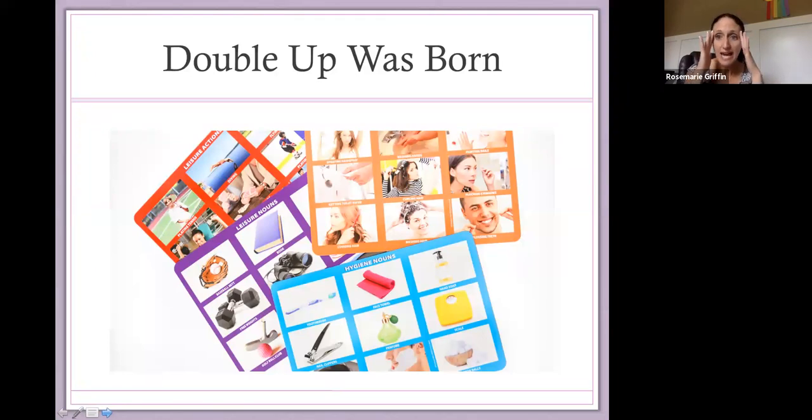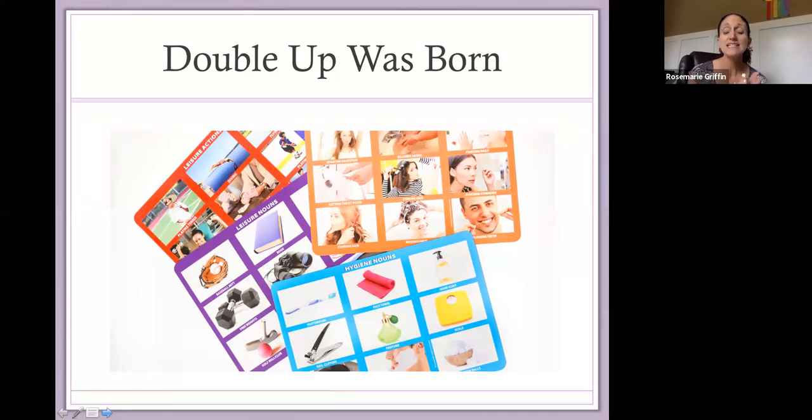And so I had this idea for Double Up. So this is the product that is a leisure and vocabulary activity. And it's for students in grades 5 and above. You could use this for adults. My own kids like to play it and they're super small, but I think it's just because, you know, we have it at home and I created it. But here's what it looks like.